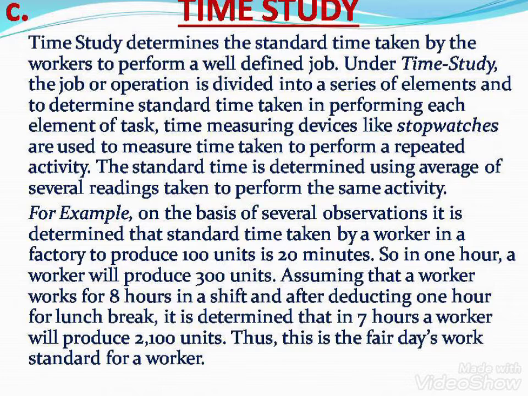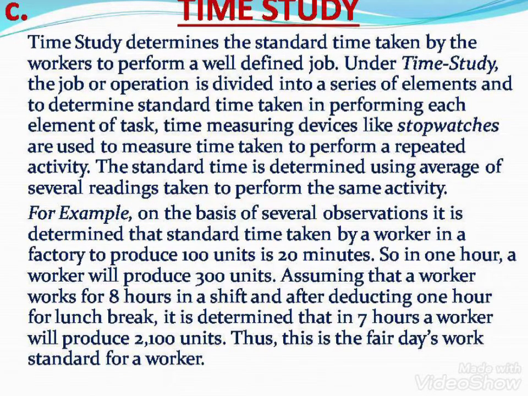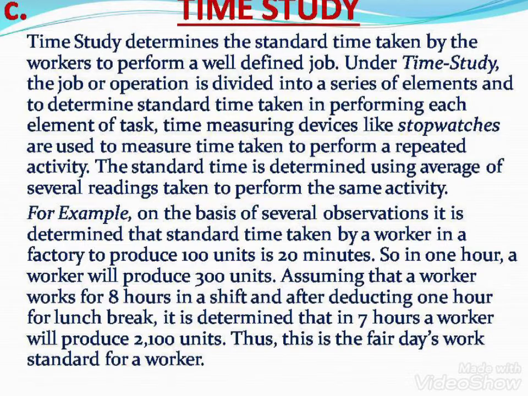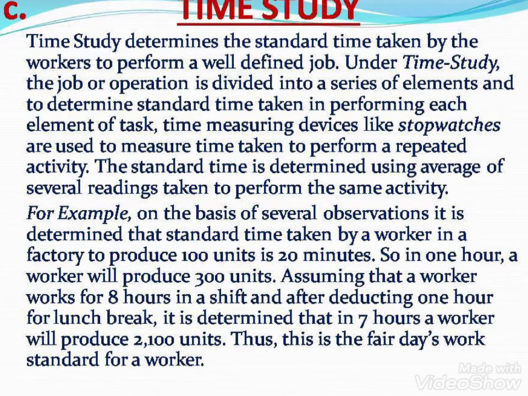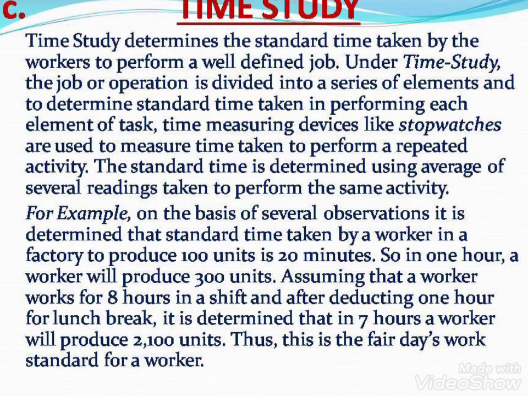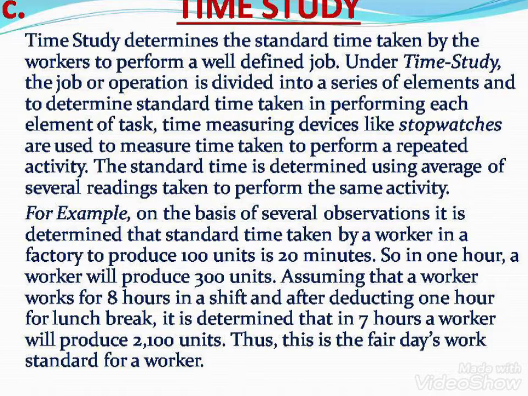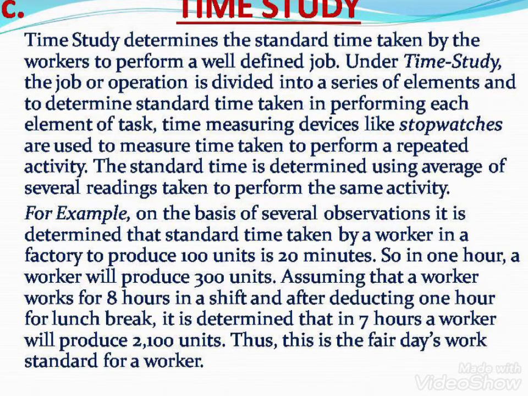For example, on the basis of several observations, it is determined that standard time taken by a worker in a factory to produce 100 units is 20 minutes. So, in 1 hour, a worker will produce 300 units. Assuming that a worker works for 8 hours in a shift and after deducting 1 hour for lunch break, it is determined that in 7 hours a worker will produce 2100 units at the rate of 300 units per hour. Thus, this is the fair day's work standard for a worker.